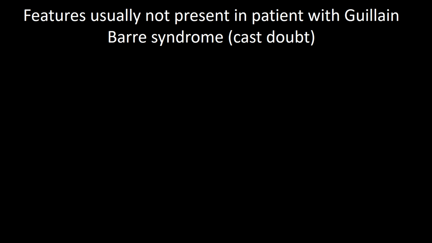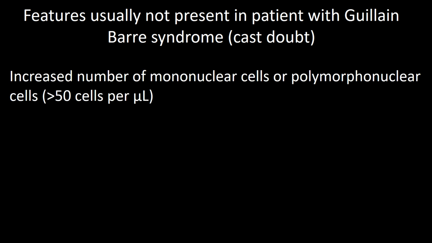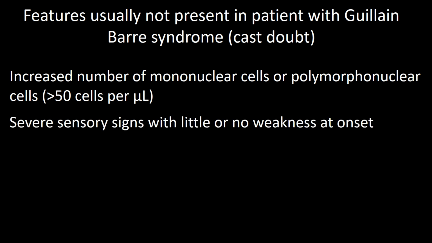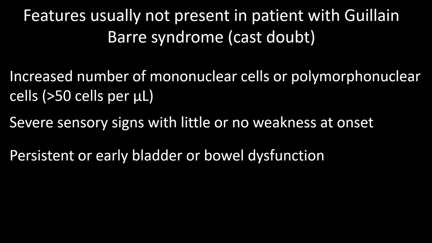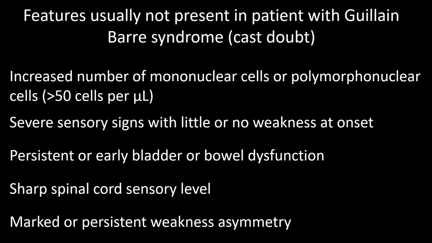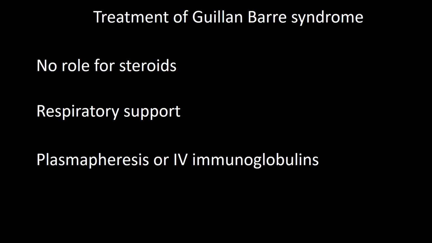Features usually not present in patients with Guillain-Barré syndrome that should cast doubt on the diagnosis are more than 50 white cells per microliter in the CSF, severe sensory signs with no or little weakness at the onset of the condition, persistent or early bladder and bowel involvement, sharp spinal cord sensory level, and marked or persistent weakness asymmetry. Guillain-Barré syndrome is a monophasic, usually self-limiting disease.